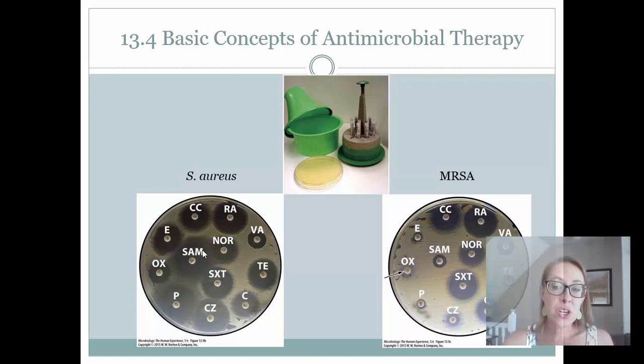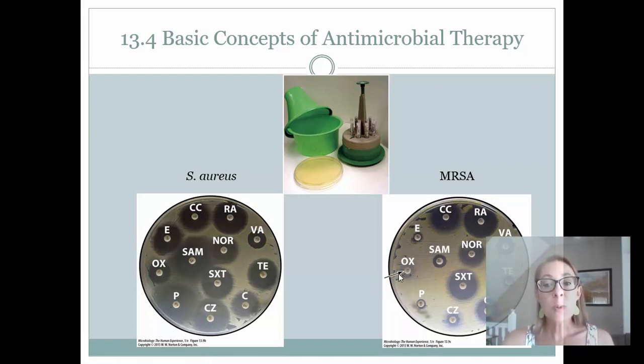What I'd like you to look at, and what we're trying to demonstrate in your textbook here, is the OX antibiotic disc has a zone of clearing. This zone of inhibition is wide over here. When we look at this exact same antibiotic disc over here, notice that there is no zone of inhibition. This type of bacteria on this plate is resistant to the effect of that antibiotic.